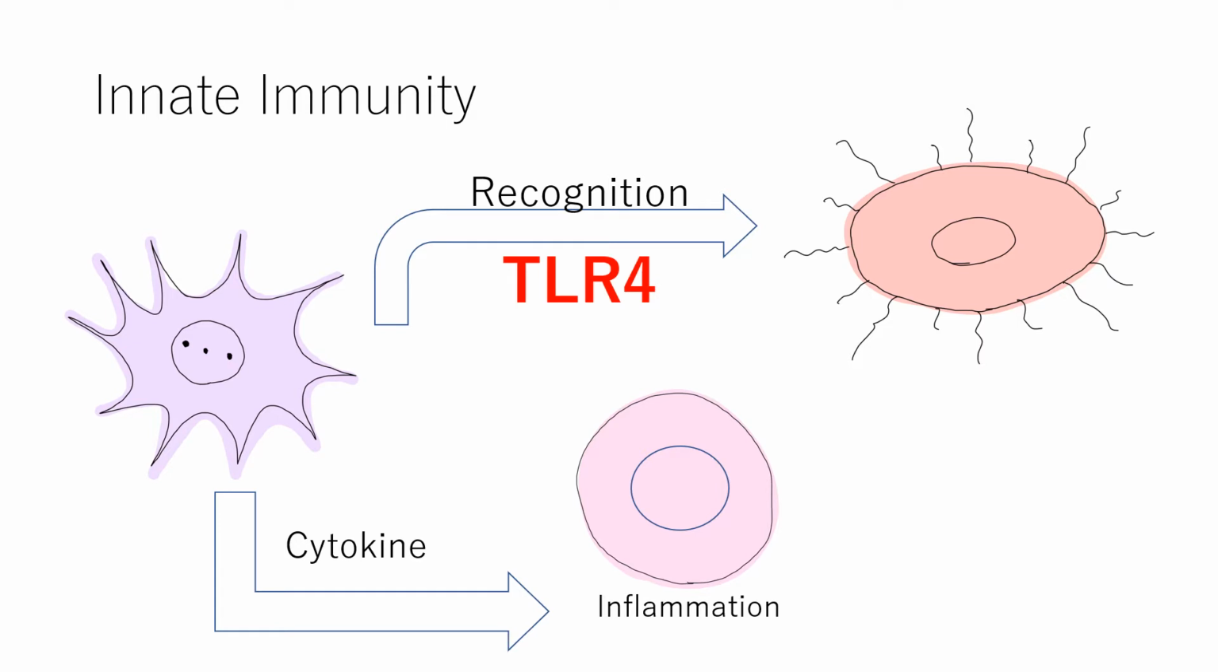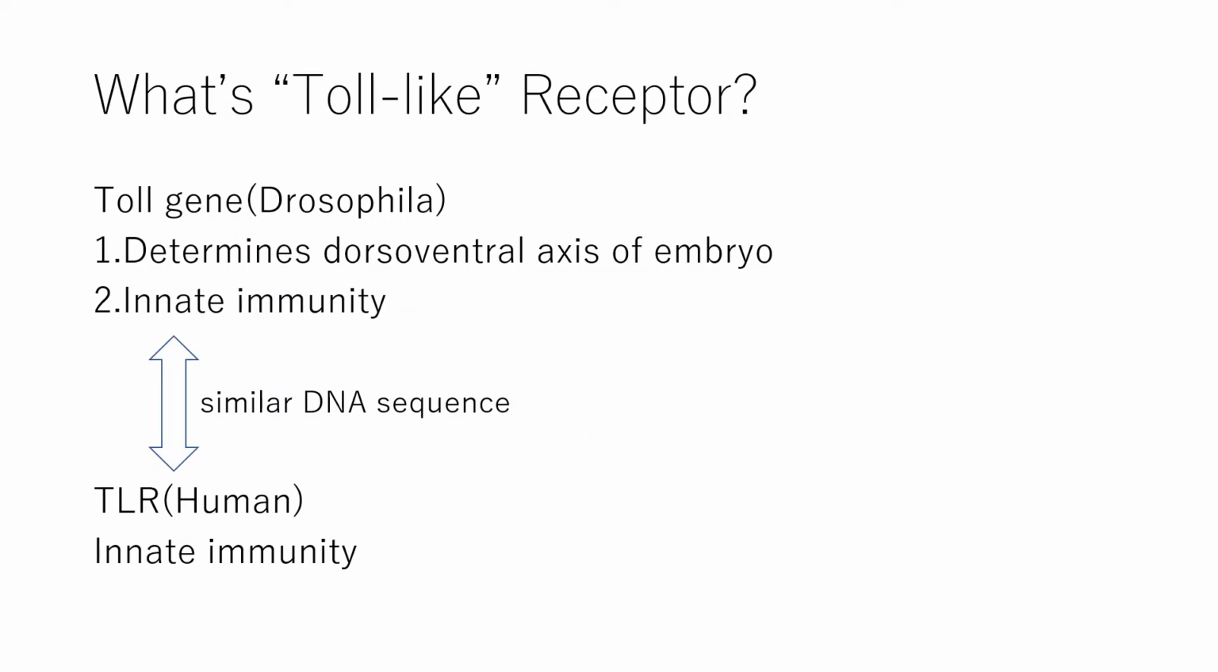Toll-like receptors are used by dendritic cells to recognize pathogens, so TLR4 is also one of the toll-like receptors. To briefly explain the origin of the name toll-like receptor, the gene encoding this receptor and the toll gene of Drosophila have similar base sequences, so the name was given. The toll gene is required to determine the dorsoventral axis and is required from the developmental stage.